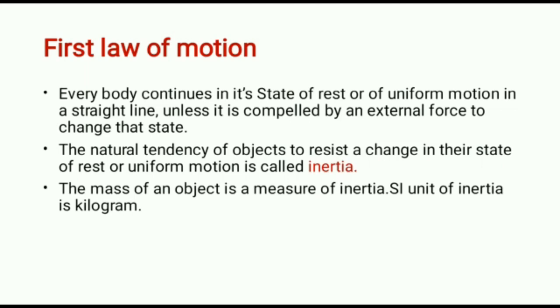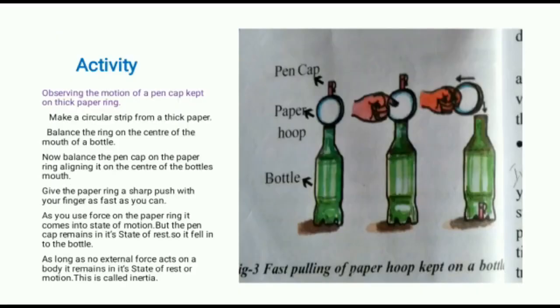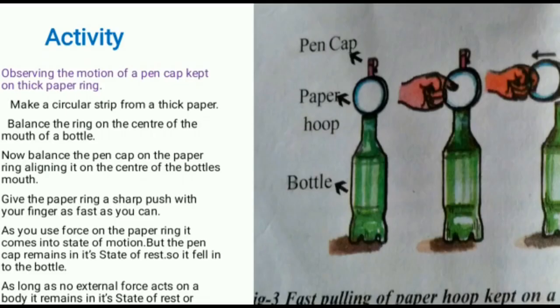Now we observe some activities. All of you see the picture. In this picture, there is a bottle, a paper hoop and a pen cap. Here we observe the motion of a pen cap kept on a thick paper ring.